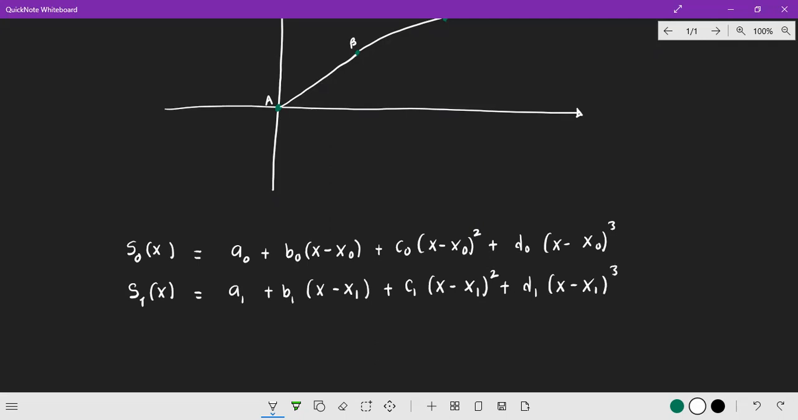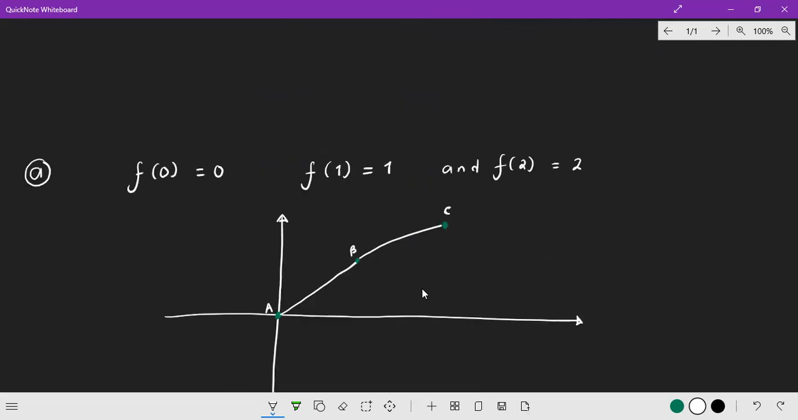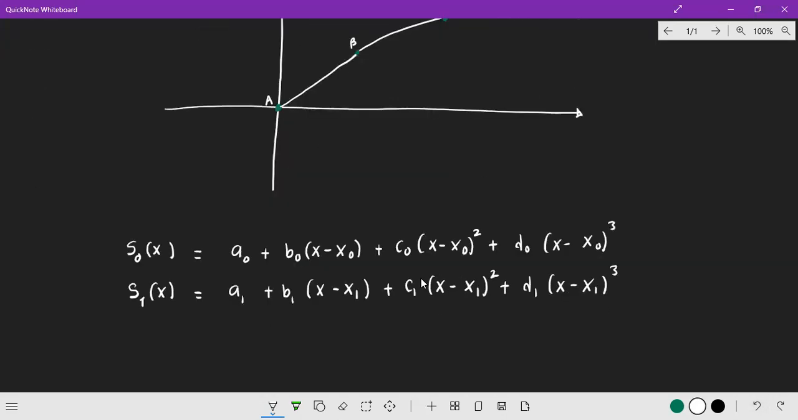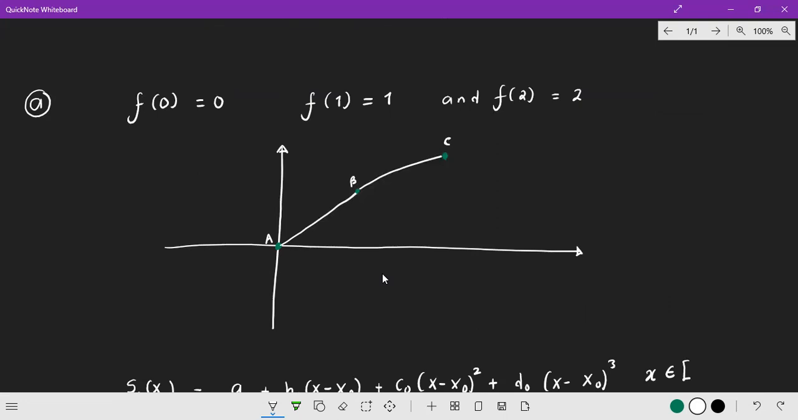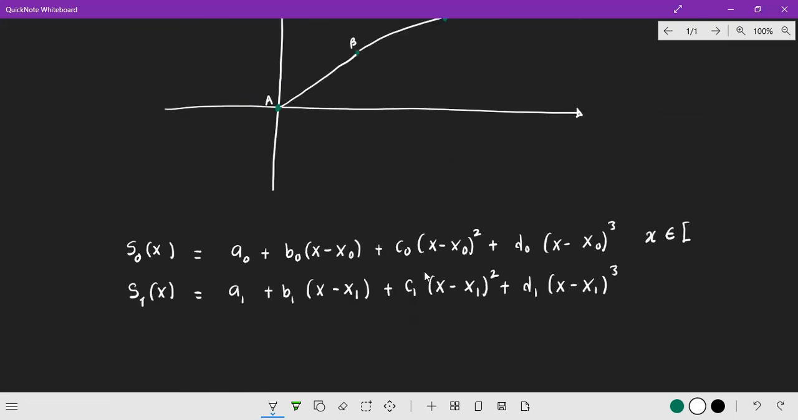If you have 3 points, for example, 1, 2, 3, you're going to have 2 splines. The first spline here, S naught, has values of X ranging between X naught and X1. Our X naught is simply 0 here, and our X1 is equal to 1. So the values of X in this interval will range from 0 to 1. And for the S1 cubic spline, the values of X will range from 1 to the last value of X, which is 2.